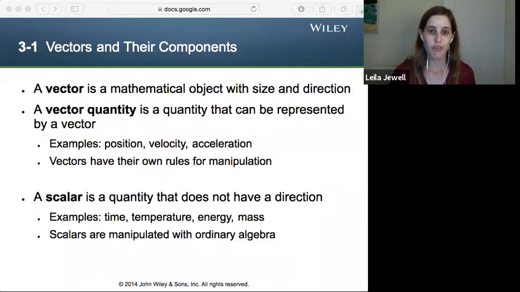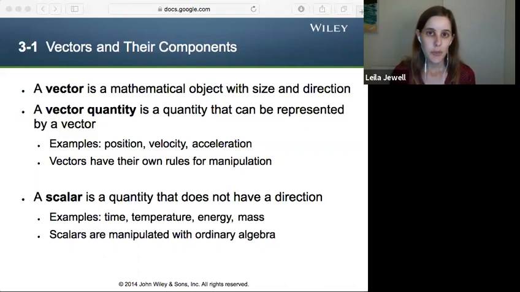So first off, what is a vector? Well, it's not just some sort of virus you can catch. In this context, it's a mathematical object that has size and direction. Those are the two keys. So a vector quantity is something that can be represented by a vector, something with size and direction. So position, velocity, acceleration. Those all have an amount or a size, but also a direction associated with them, where the velocity isn't just that you're going 60 miles per hour, but you're going 60 miles per hour north. Now it's a vector quantity.